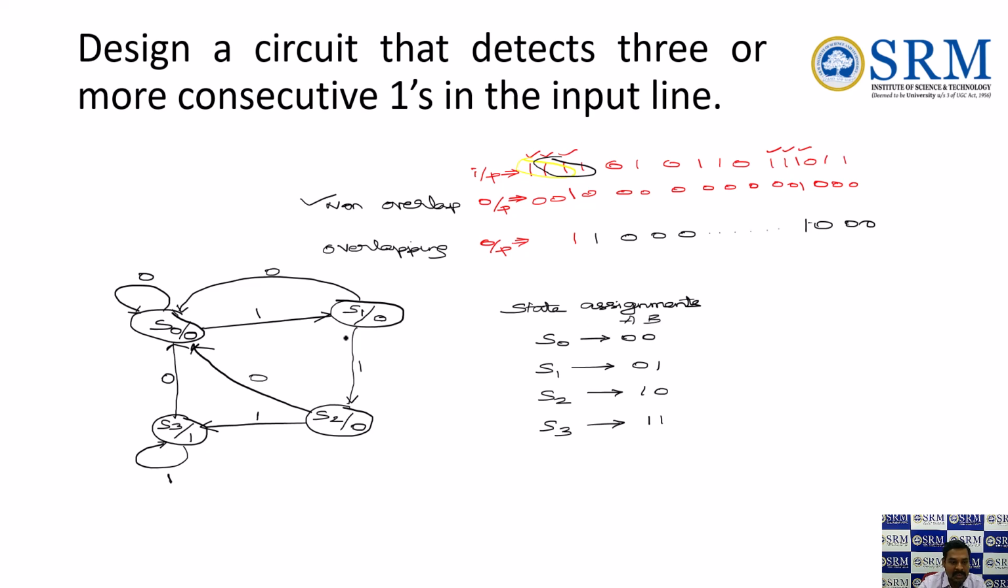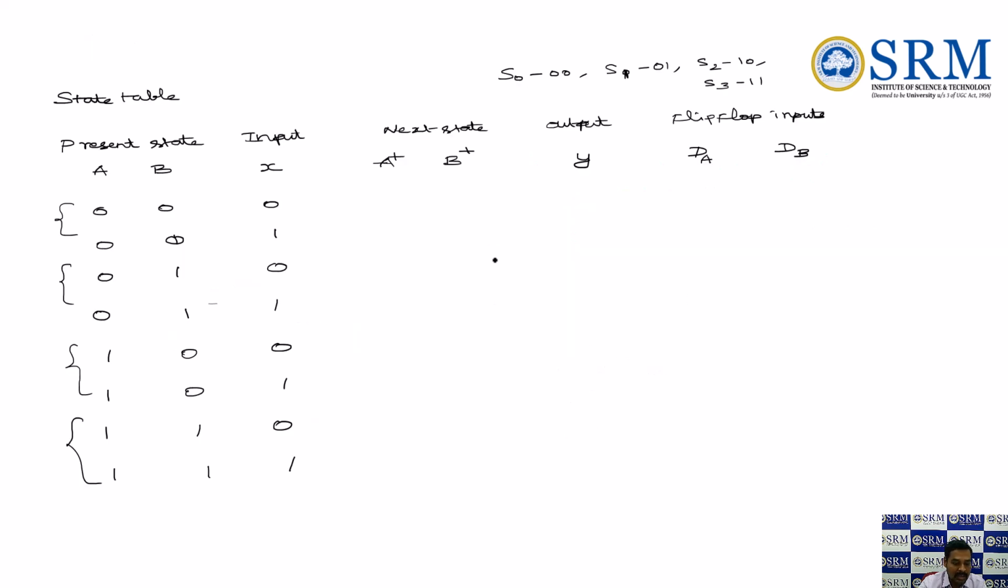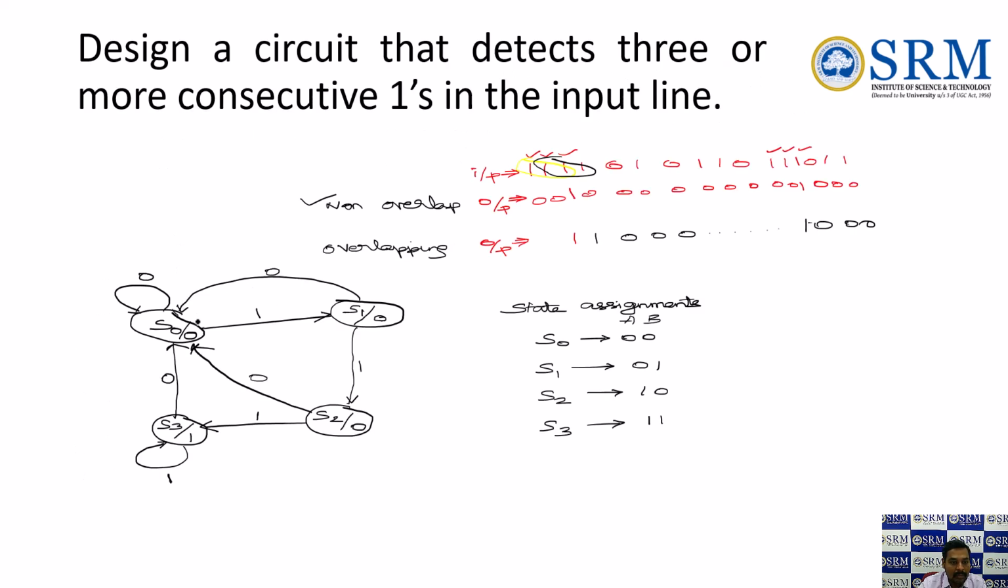Okay, my initial state is 0 0. So 0 0, when I am giving 1, it moves to the s1 state. The s1 state value is 0 1. Hence I can write here, first we'll go line by line.